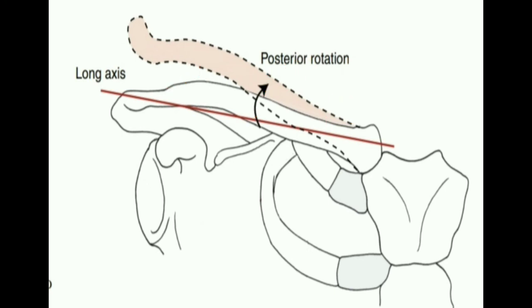Sorry, not this. This is the clavicle. So when the posterior rotation occurs, the inferior surface of the clavicle, this is the inferior surface, moves anteriorly. Like this, the clavicle will rotate posteriorly. More clearly, we can say it is the upward rotation of the clavicle. From the posterior rotated position, when the clavicle moves anteriorly, that is the anterior rotation of the clavicle.